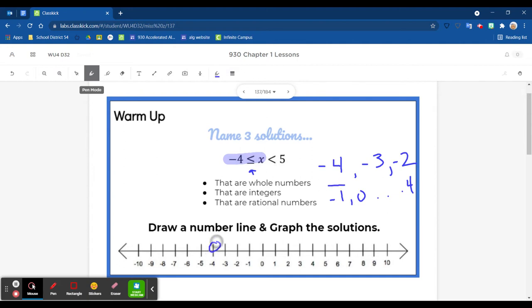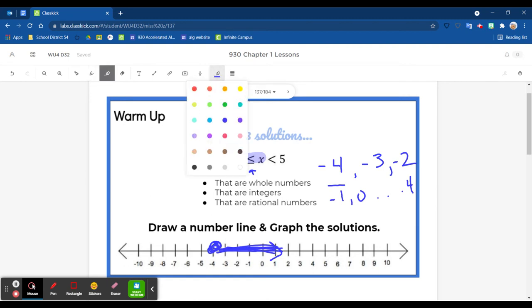So on that -4, I'm going to put a closed circle. And if I'm showing that x is greater, I'm going to draw my arrow to the right where the numbers are getting larger. So I'm going to shade to the right of the -4. Like I said, I'm not going to continue my graph on and on forever because it does have to stop with that 5, right? It's not equal to 5. It has to be less than 5.